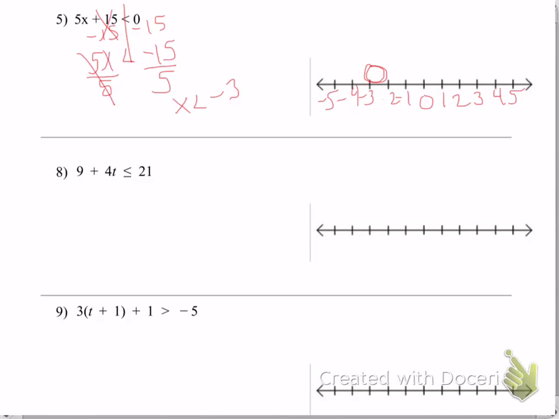Now we've got to figure out which direction it goes. So plug in our 0. So 0 is less than -3. That is false. So we're going to point away from 0. And there goes our arrow. All right, so that's number 5.